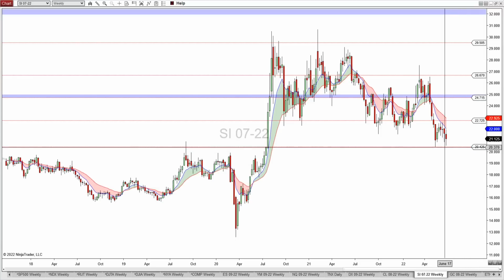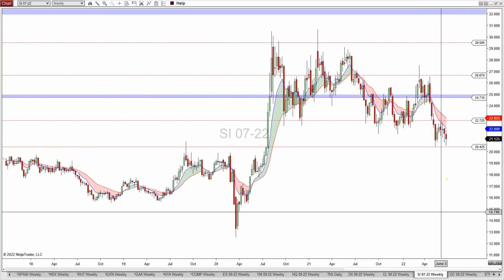And looking at silver, again, silver is still holding this area here at this 20.42. So essentially it's forming a little bit of a double bottom. So I'd be looking for a move to take out this pivot high and get above this 22.72.